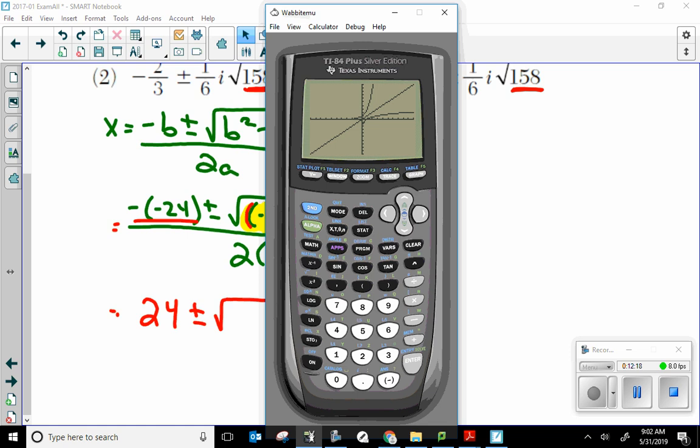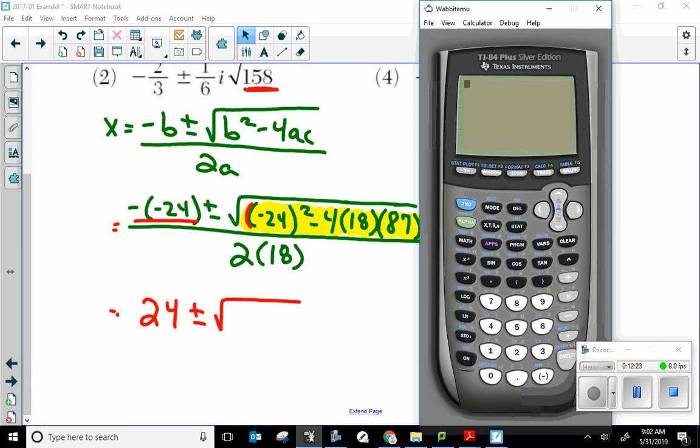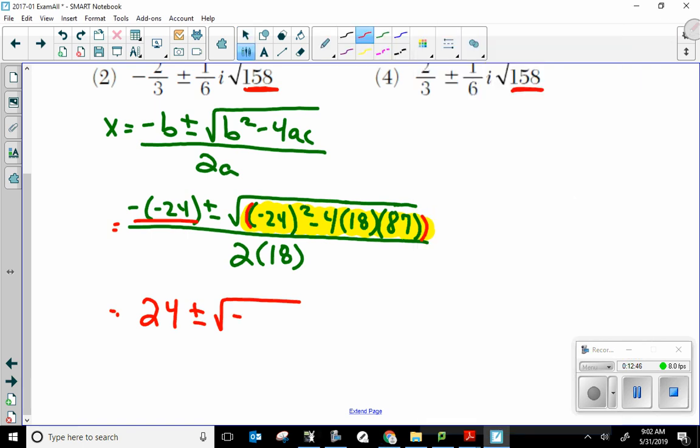Oh, I love this time when I get to hit clear. There we go. The calculator's already on, and we have parentheses negative 24 squared minus 4 times 18 times 87. All right, now look at it. I typed it in just as I had here, parentheses and all. I hit enter. I get negative 5688. Okay, negative 5688 all over 2 times 18, which is 36.